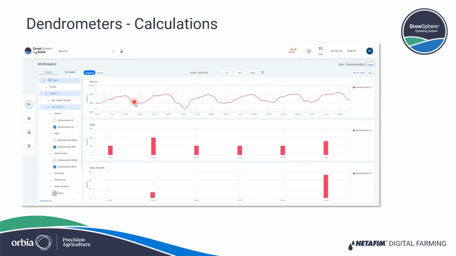So this is the raw data, the upper graph. The second one is the MDS. If there is a big shrinkage along the day, the bar will be big. And the daily growth, if there is no growth, you will see no bars. And if you have a big growth, there is a difference between this top to the other one. It will be provided on the chart.